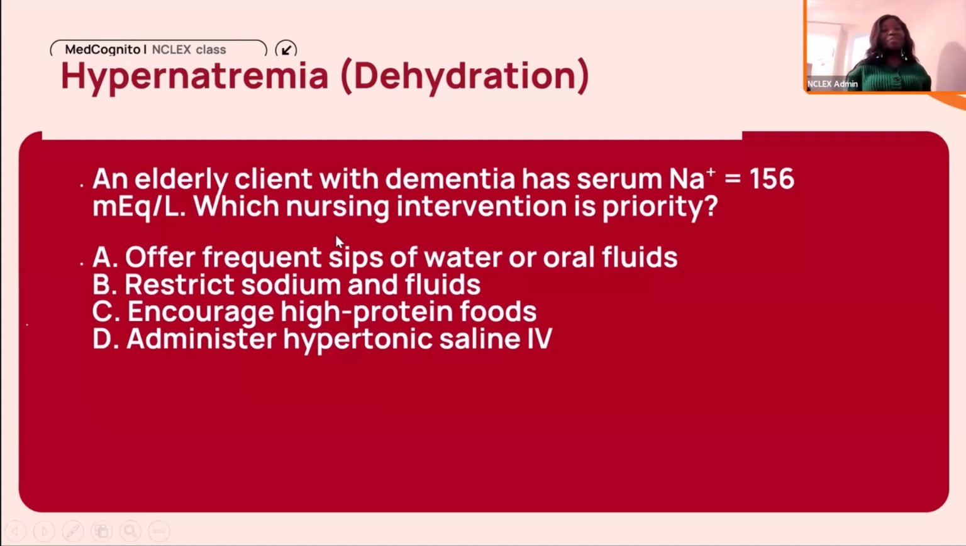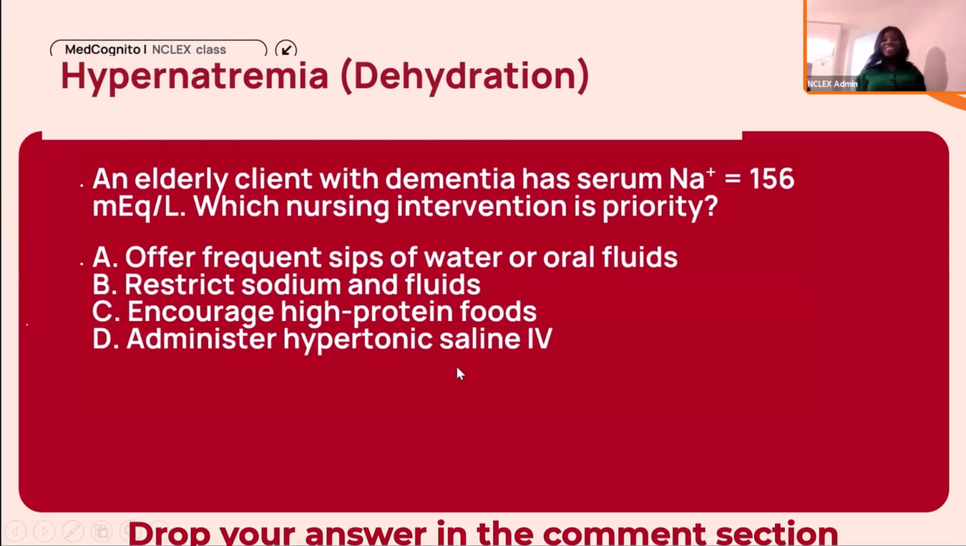Hypernatremia, dehydration. So, an elderly client with dementia has serum sodium 156. So remember the reference range. Then you ask yourself, is it low or high? Which nursing intervention is a priority? When you think of high sodium or low sodium, what will be the signs and symptoms? So what will be your intervention for that? Offer frequent sips of water or oral fluids, restrict sodium and fluids, encourage high protein foods, administer hypertonic saline.